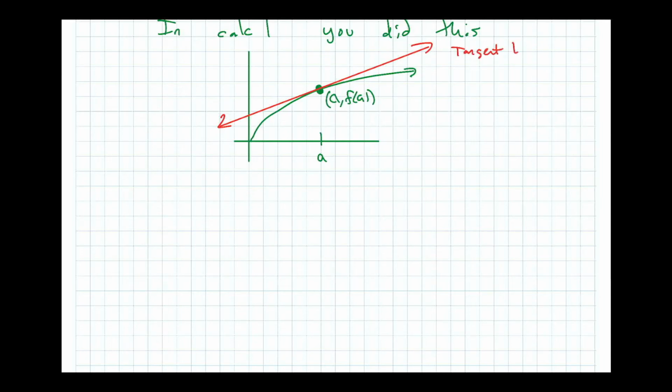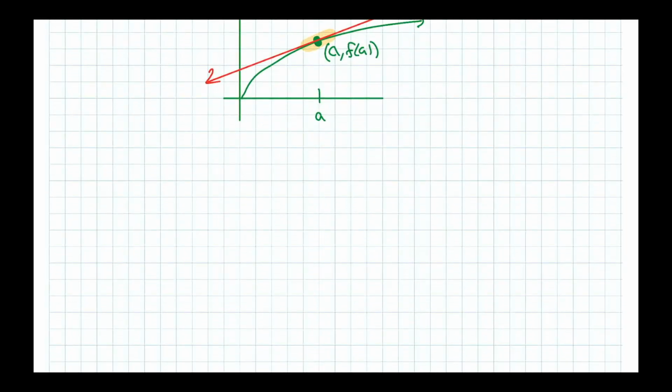And what you learned was that if you're close by to a, then the tangent line and the original function are close together, right? Like if you just look in a small section of this graph, like right here, aren't the red curve and the green curve just really close together there? They are, right? So that was the idea of an approximation. These two things are close together.